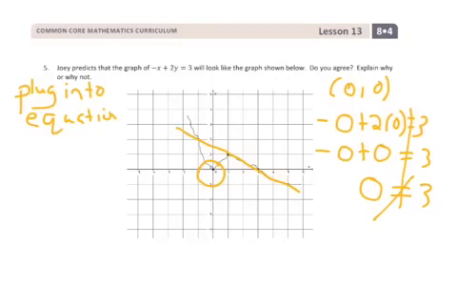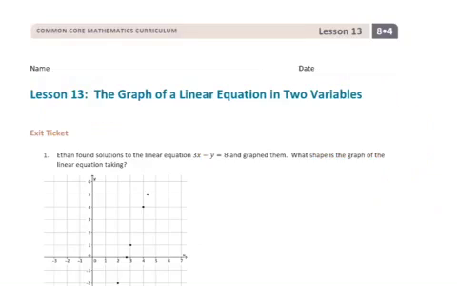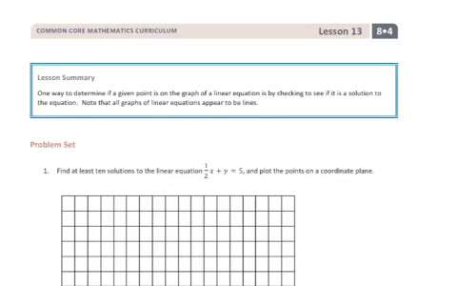We are going to skip number 6 for the moment. So what I want you to know is, please remember the lesson summary. One way to determine if a given point is on the graph of a linear equation is by checking to see if it is a solution. Note that all graphs of linear equations appear to be straight lines, so that's what you have to remember. Your homework is to do numbers 1 through 7 in the problem set.